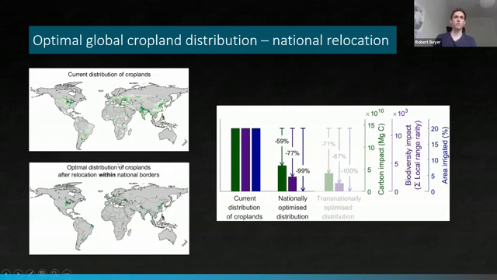So this is again a map of the current distribution of croplands. This is a map of the optimal distribution if you relocated croplands within national areas. These were our previous results, and for this optimal national relocation of croplands, the reductions of the impacts are still extremely high. So you wouldn't have to move everything across the world. Capital and labor can stay within countries, and you'd still have these massive reductions.